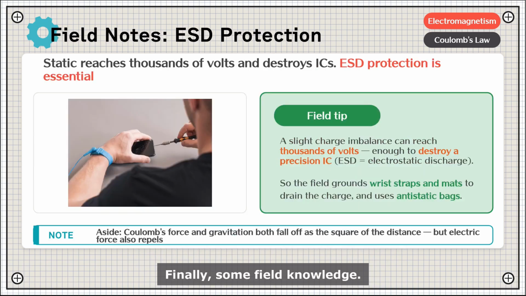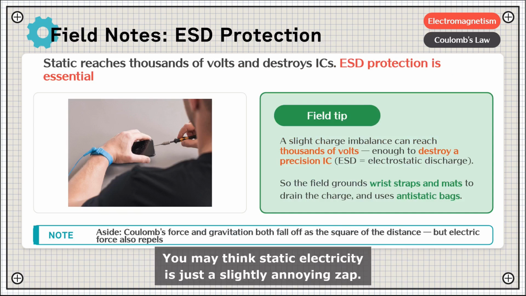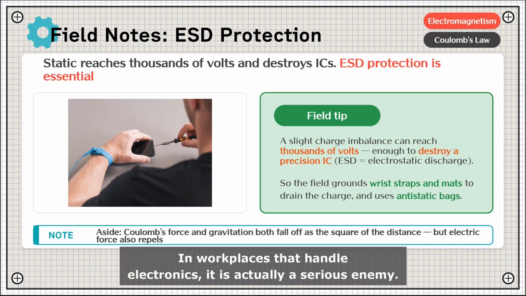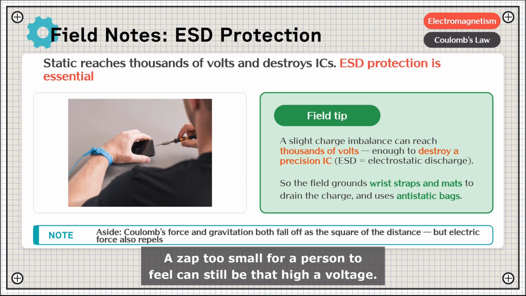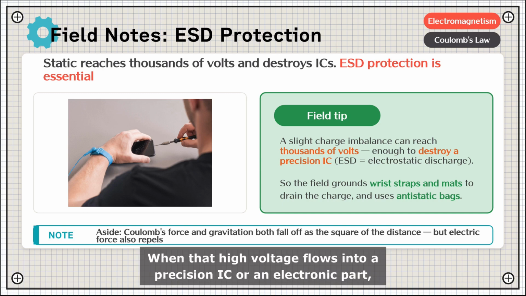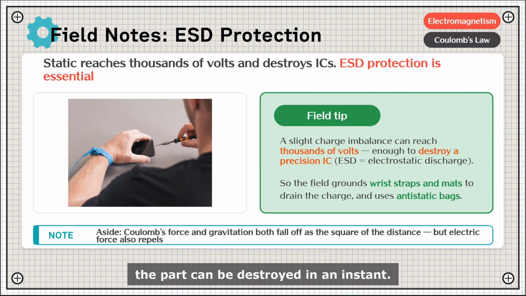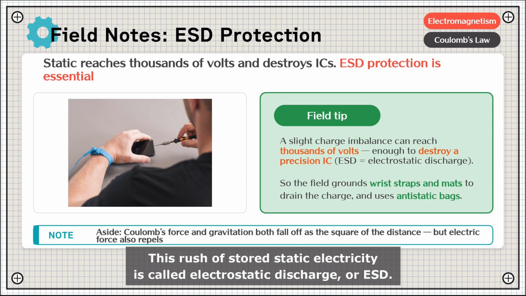Finally, some field knowledge. You may think static electricity is just a slightly annoying zap. In workplaces that handle electronics, it is actually a serious enemy. Even a slight imbalance of charge can amount to several thousand volts. A zap too small for a person to feel can still be that higher voltage. When that high voltage flows into a precision IC or an electronic part, the part can be destroyed in an instant. This rush of stored static electricity is called electrostatic discharge, or ESD.